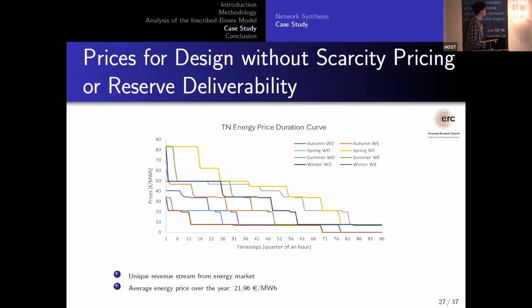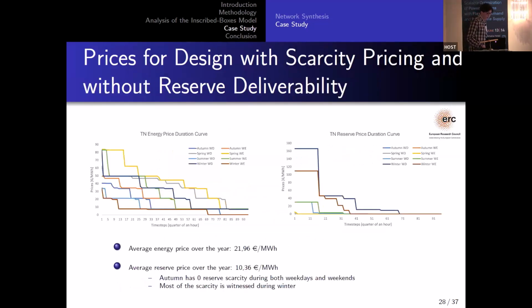So for the prices for the first design, where we don't have scarcity pricing or reserve deliverability, we can easily say that there is a unique revenue stream only from the energy market. And the average price over the year was 21.96 euros per megawatt hour. For the second design, where there is scarcity pricing but no deliverability, the average price is again 21.96 euros per megawatt hour, and the average reserve price over the year is 10.36 euros per megawatt hour. It's worth noting that scarcity was observed during winter, while in the autumn we had zero scarcity.